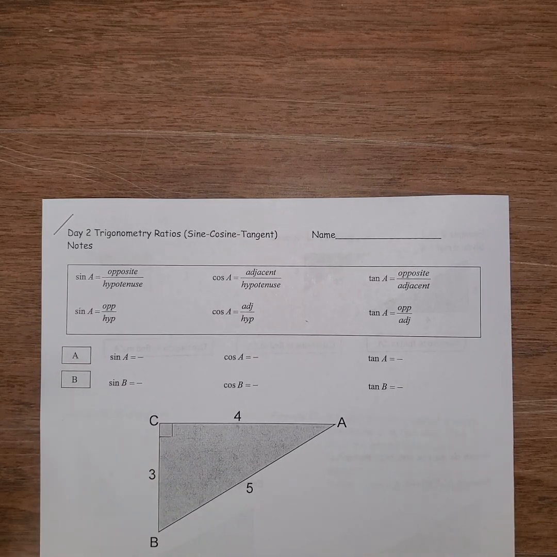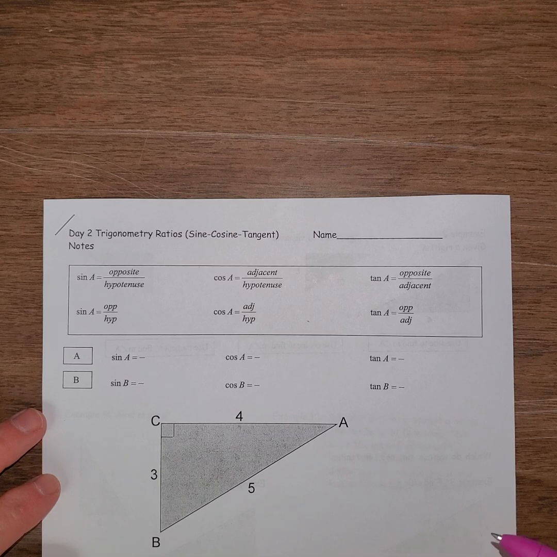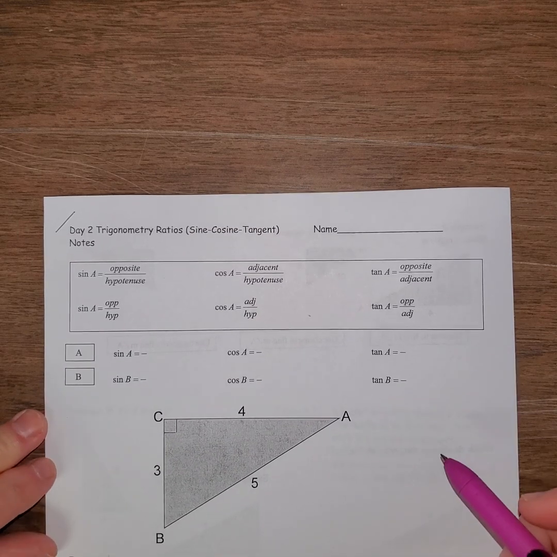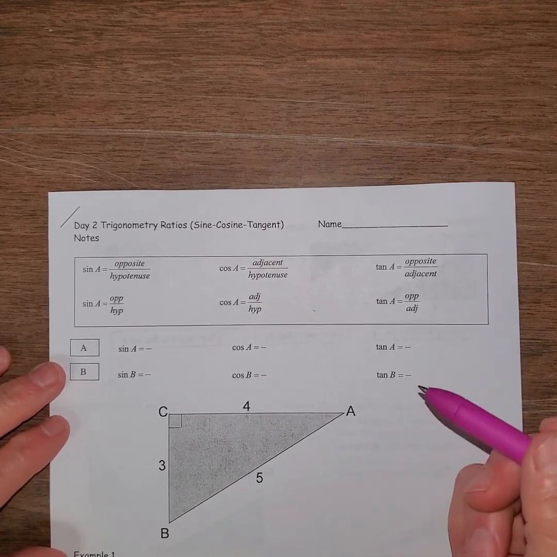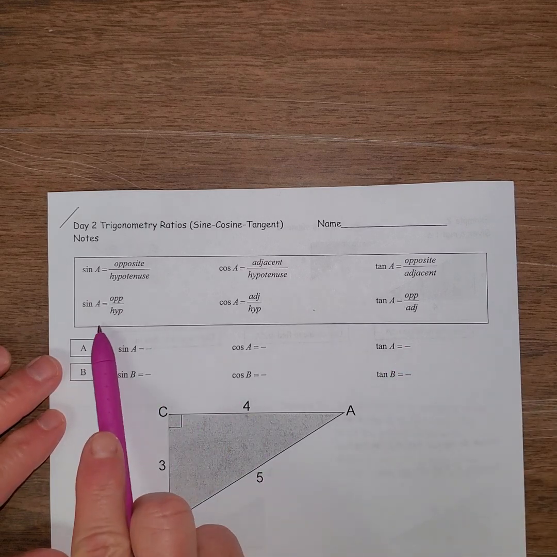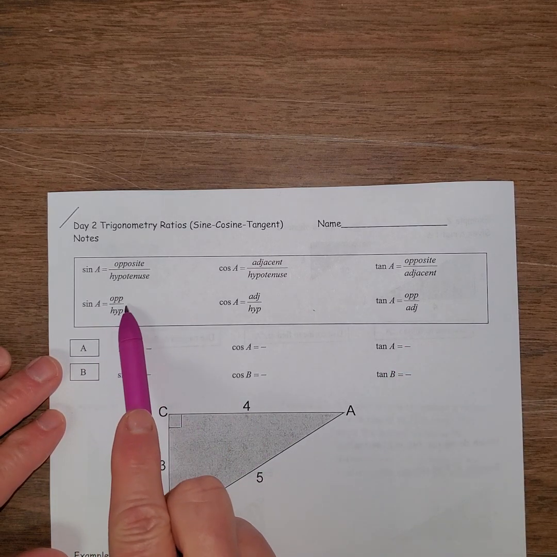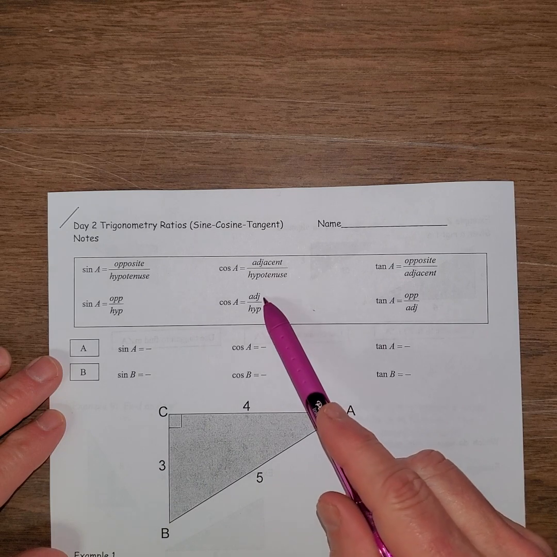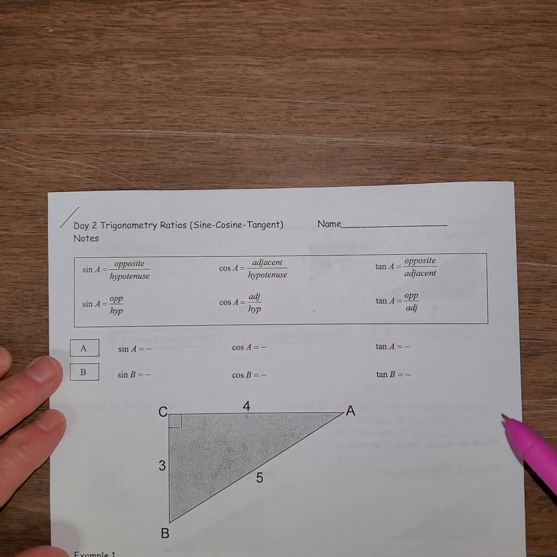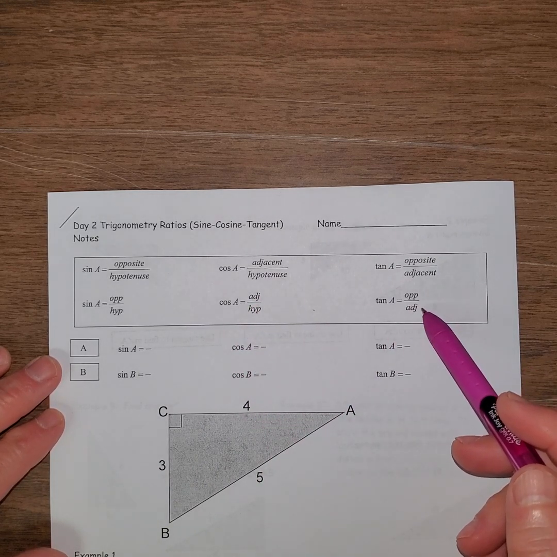Okay, last time we talked about tangent mostly. So today it's going to be sine, cosine, and tangent, all three. So, like we talked about before, sine of the angle is opposite over hypotenuse. Cosine of the angle would be adjacent over hypotenuse, and tangent of the angle would be opposite over adjacent.